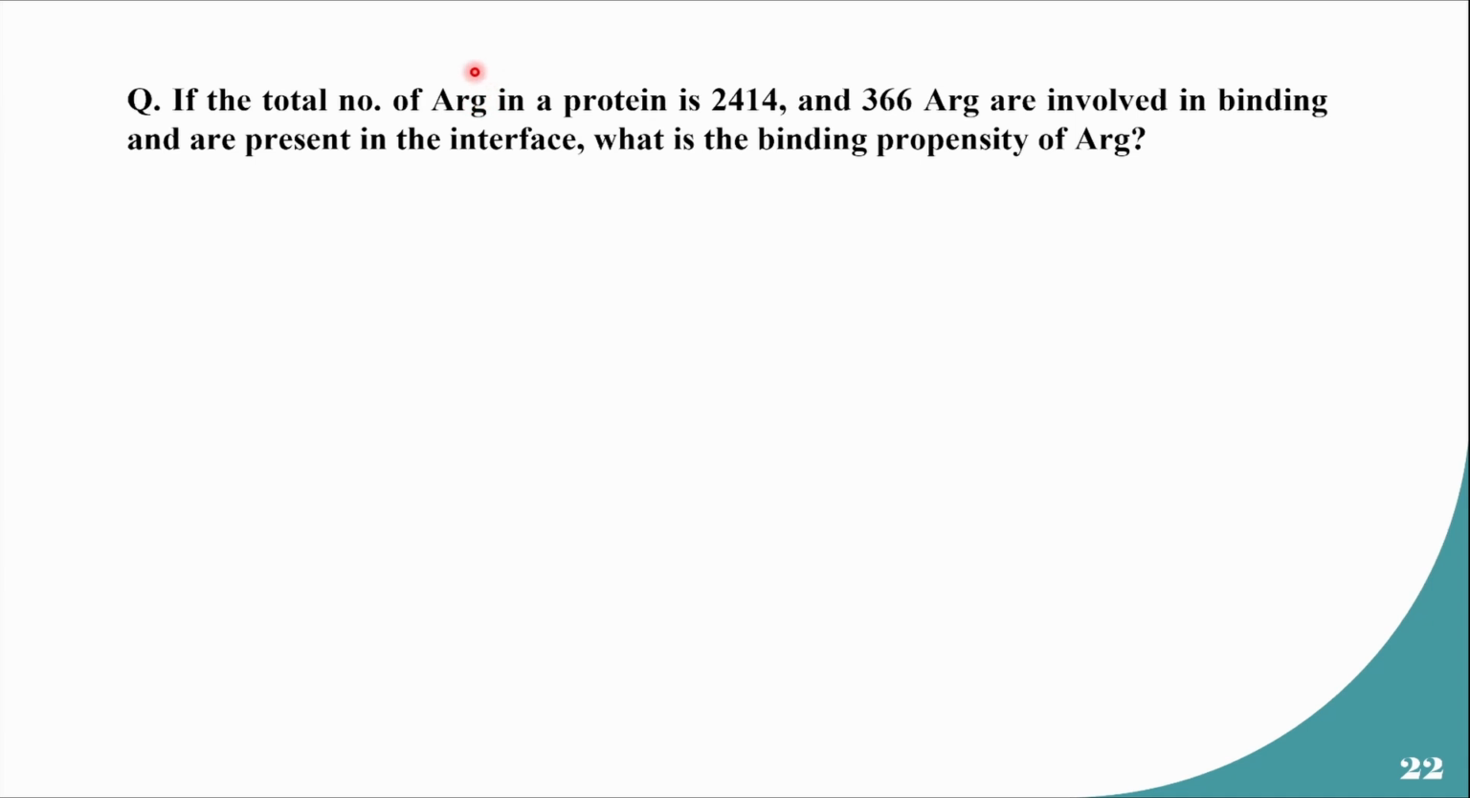So here a similar question is being asked. We are calculating for arginine, and the total number of arginine in the protein is 2414, and 366 of these arginine are involved in binding sites. They are present at the binding interface. So what is the binding propensity of arginine? The propensity will indicate basically how much involved arginine is in binding. You can calculate it in terms of percentage maybe. So can you try to do the calculation and share in the chat?